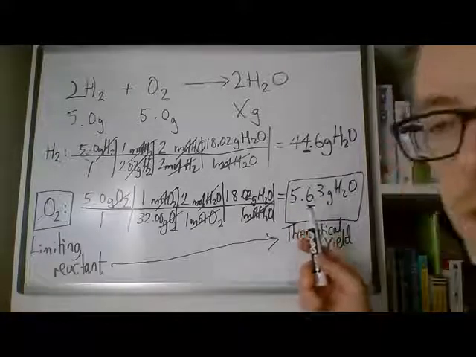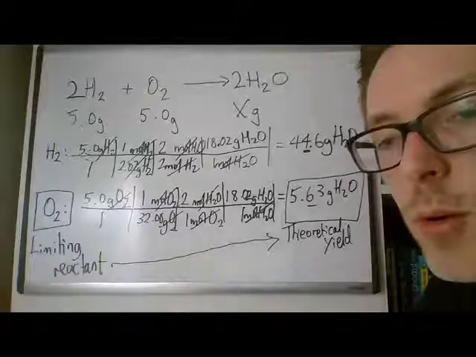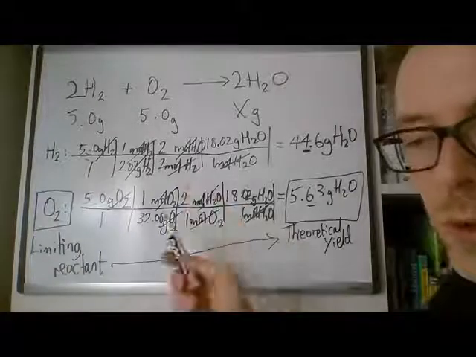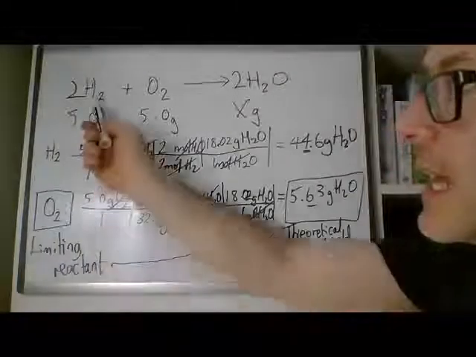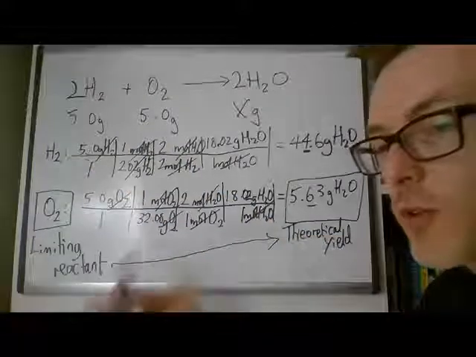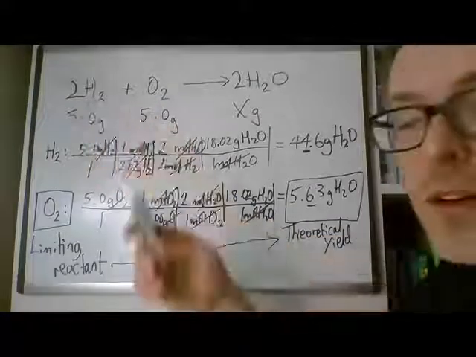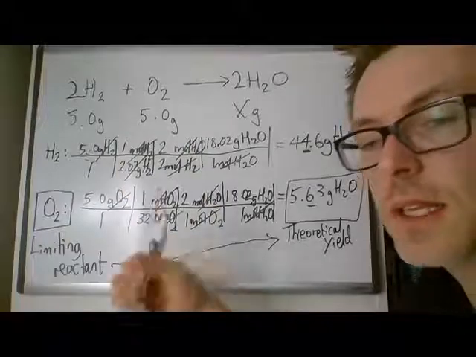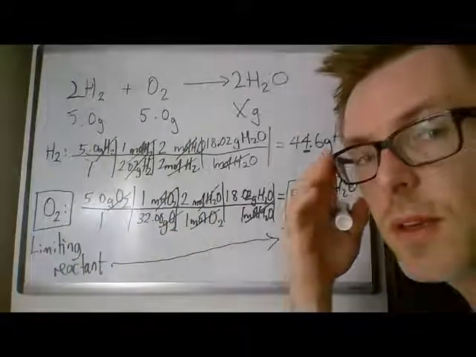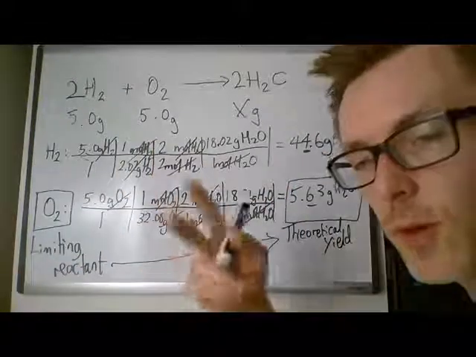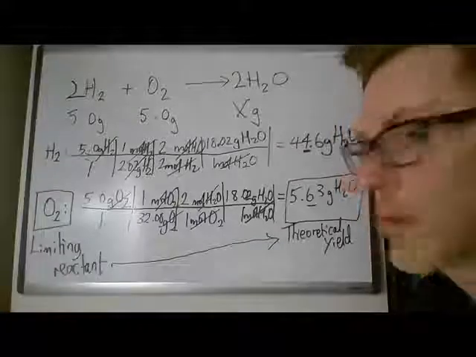You don't know which is going to be the smallest. You have to try them both. And you must always show your workings for both. If we had three unknowns, you'd have to do three equations. If we had five knowns here, you'd have to do five equations. Luckily here we only had two, so we only had to do two equations.